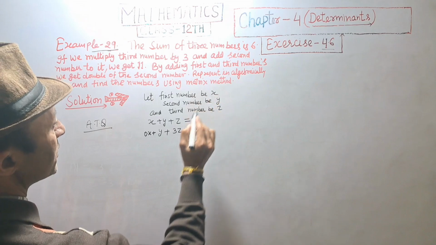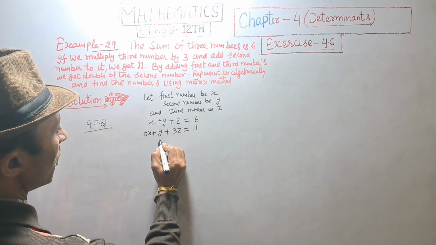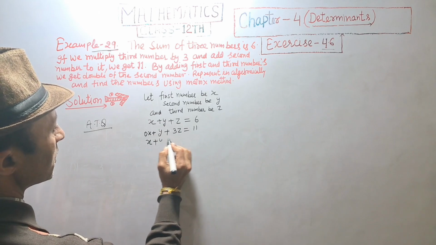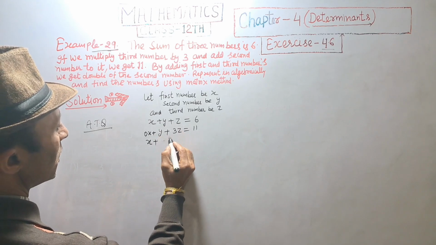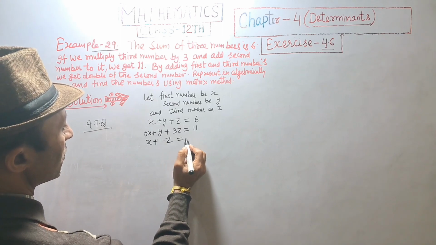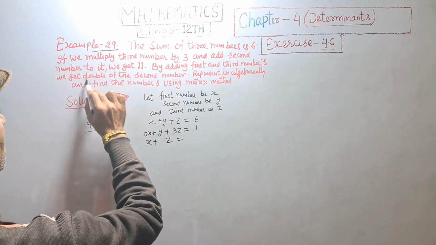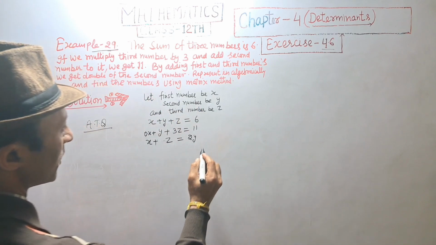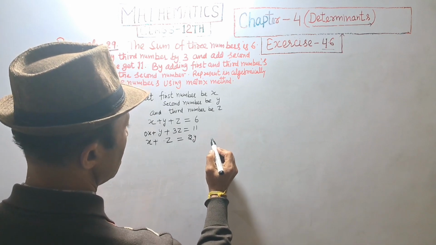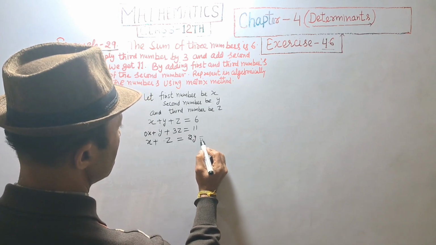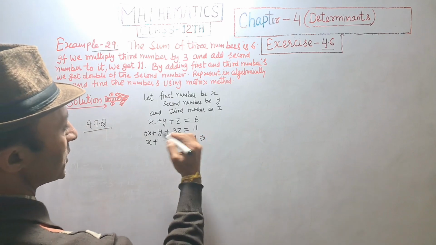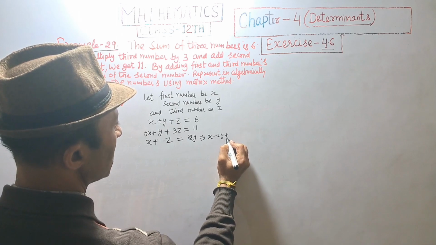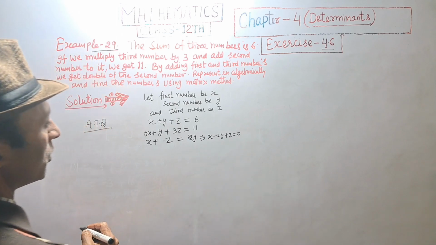And by adding the first and third numbers, we get double of the second. By adding the first and third number, x plus the third number z, we get double of the second, which is equal to 2y. Then, shifting 2y to the left side, it will be minus 2y, and x minus 2y plus z is equal to 0.